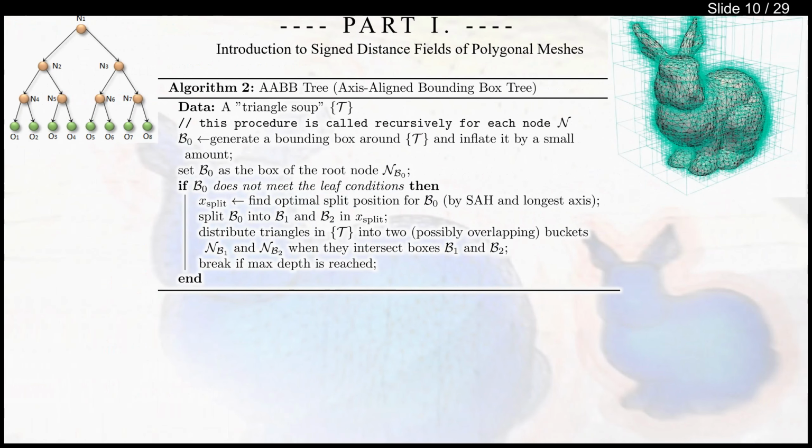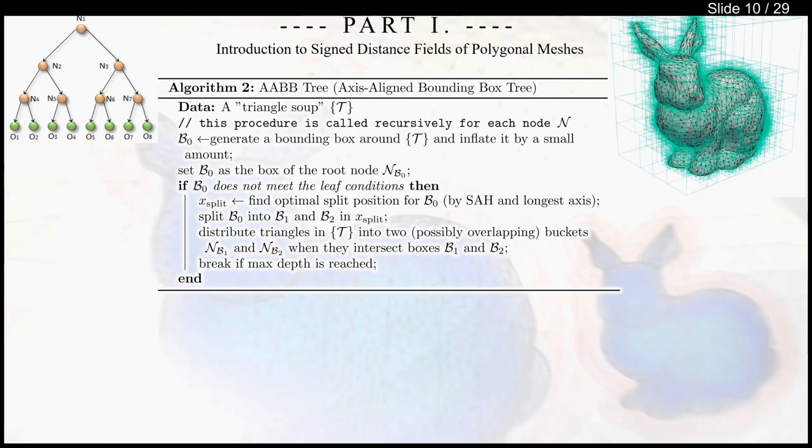The AABB, or axis-aligned bounding box tree, is a spatial data structure, a binary tree in particular, that allows us to search for mesh-to-mesh or mesh-to-box intersections, as well as closest primitive to a given point. This all happens in O(log n) on average and O(n) worst case time.